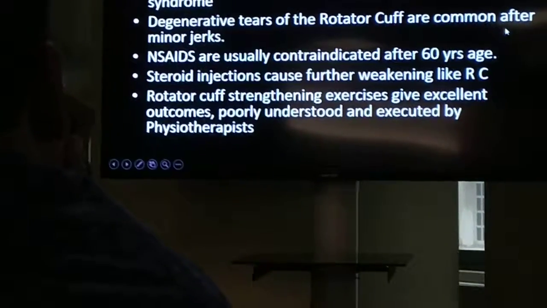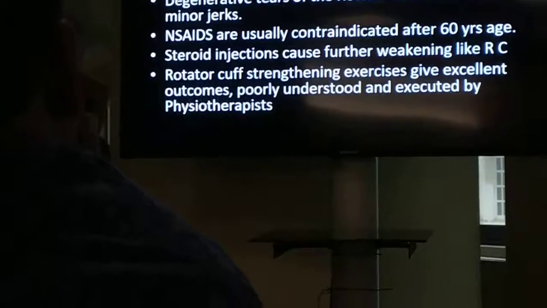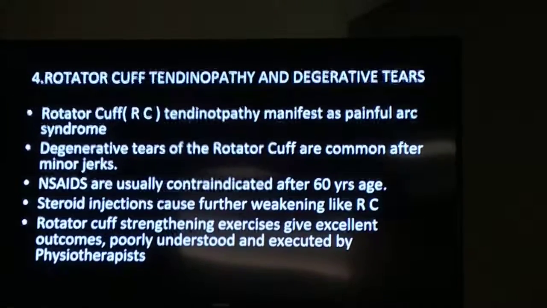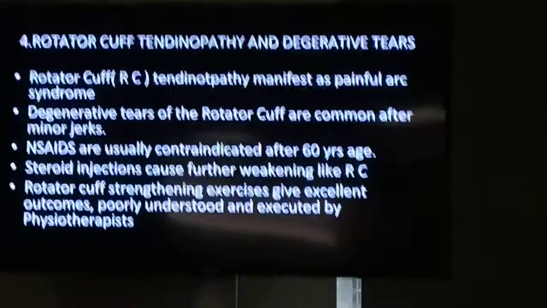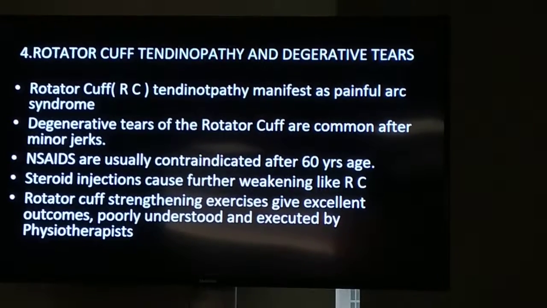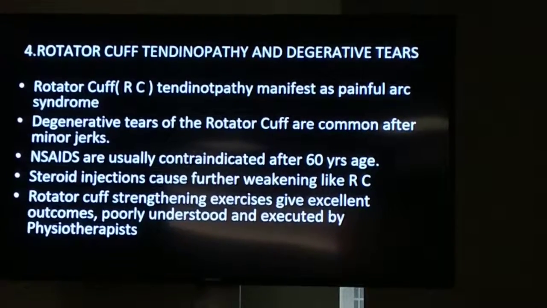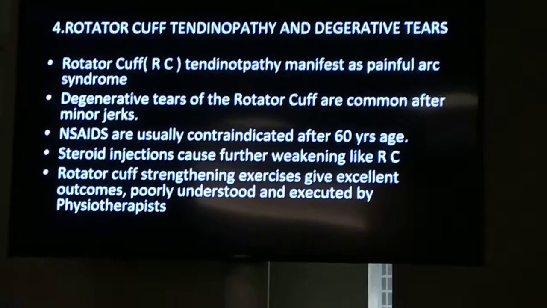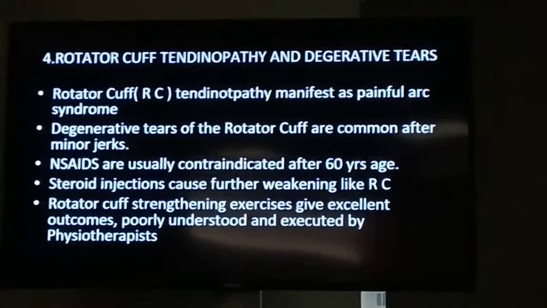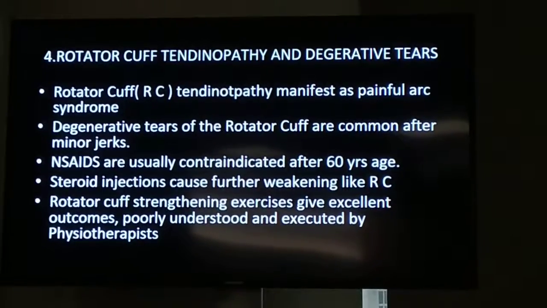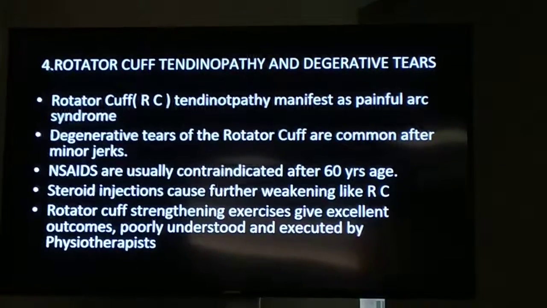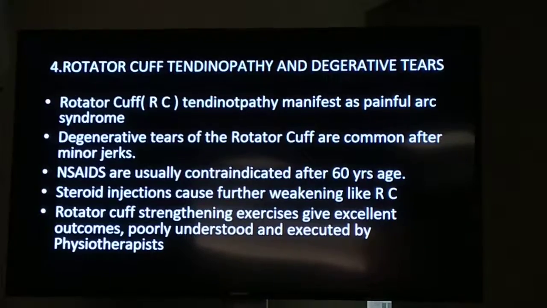Rotator cuff tendinopathy manifests as a painful arc syndrome. It is a degenerative tear of the rotator cuff and is common after minor jerks. NSAIDs are usually contraindicated, of course, after the age of 60 years because of peptic ulcer, renal failure, MI, and hypertension. Steroid injection causes further weakening of the rotator cuff. Rotator cuff strengthening exercises give excellent outcomes, but are poorly understood and executed. I am not against the physiotherapy department, but they don't do it. There are rotator cuff strengthening exercises only, and no other exercise like shoulder sucking and doing this and doing that is going to work over there.